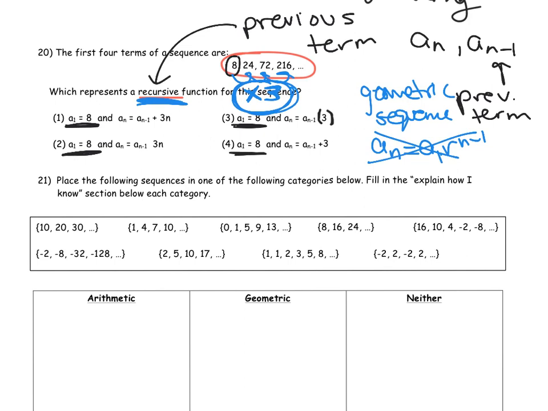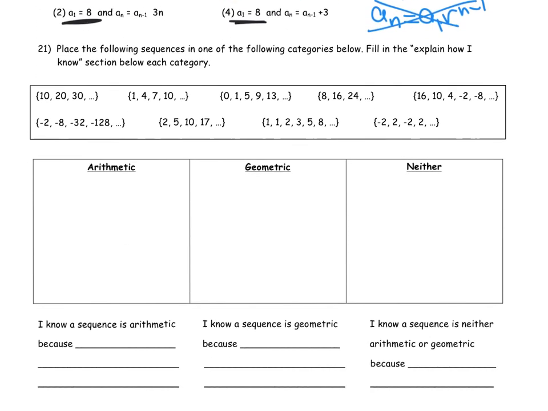For a recursive sequence, I'll say it again, we take the previous term, which is a sub n minus 1, and multiply it by the common ratio of 3. The only answer choice that lines up with that is answer choice 3. We took the previous term and we multiplied it by the common ratio. All right, hopefully this was helpful and clarifying. Let's continue to move on.